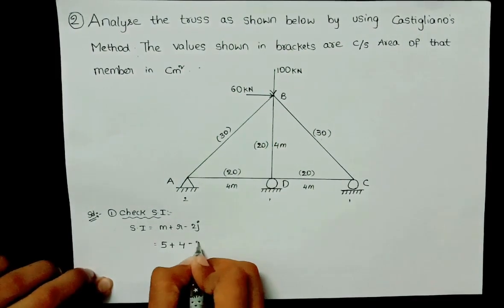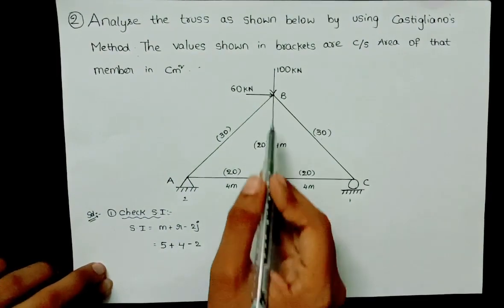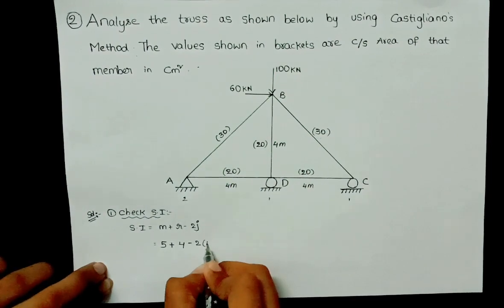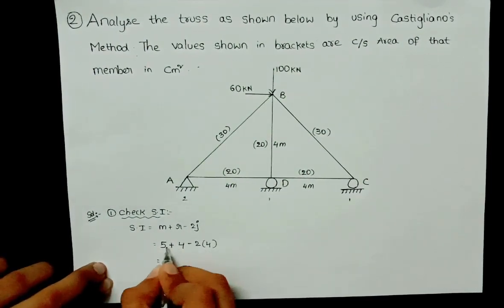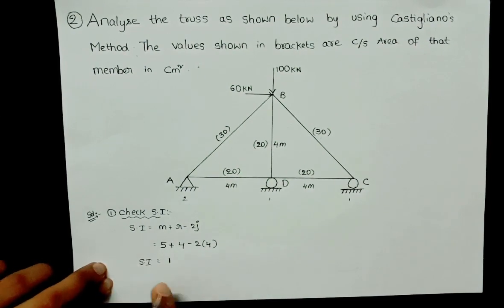So 5 plus 4 minus 2j, where j is the number of joints. So 1, 2, 3, 4 joints. So the SI value is 5 plus 4, 9, minus 8. The SI value is obtained as 1.